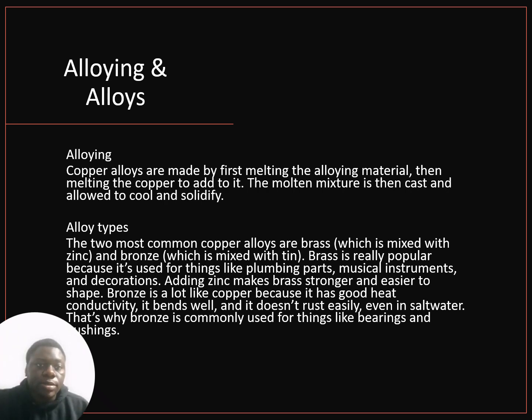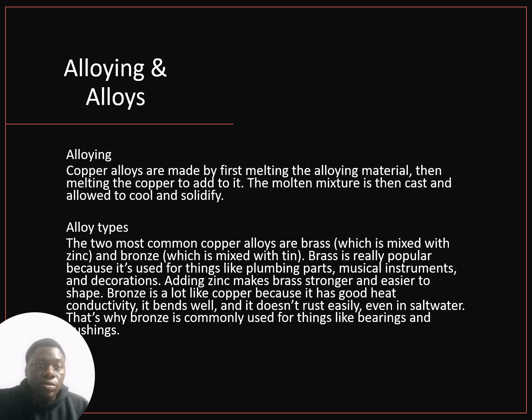And copper alloying. Copper alloys are made by first melting the alloying material, then melting the copper to add to it. The molten mixture is then cast and allowed to cool and solidify.